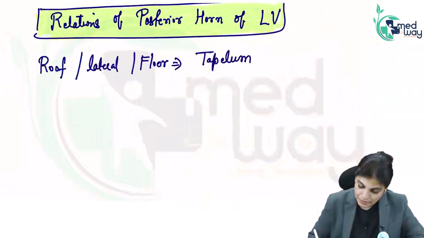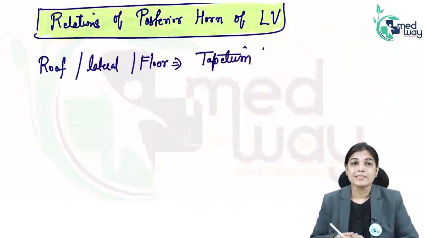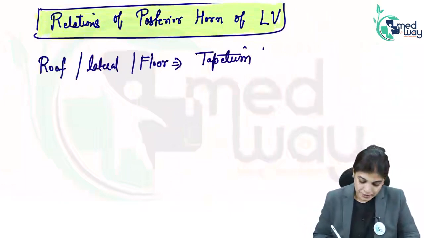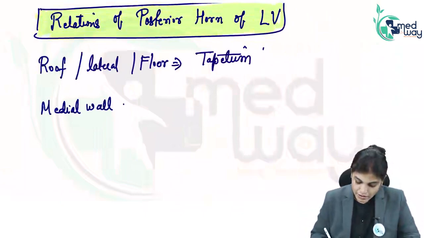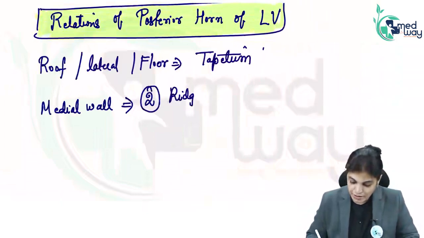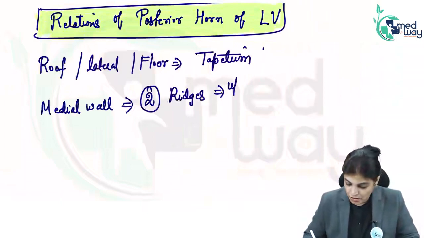What are tapetum fibers? They arise from the splenium of the corpus callosum and separate the cavity of the posterior horn of the lateral ventricle from the optic radiation. And if we talk about the medial wall, the medial wall of the posterior horn has two elevations, or two ridges. The upper one is called the bulb of the posterior horn.